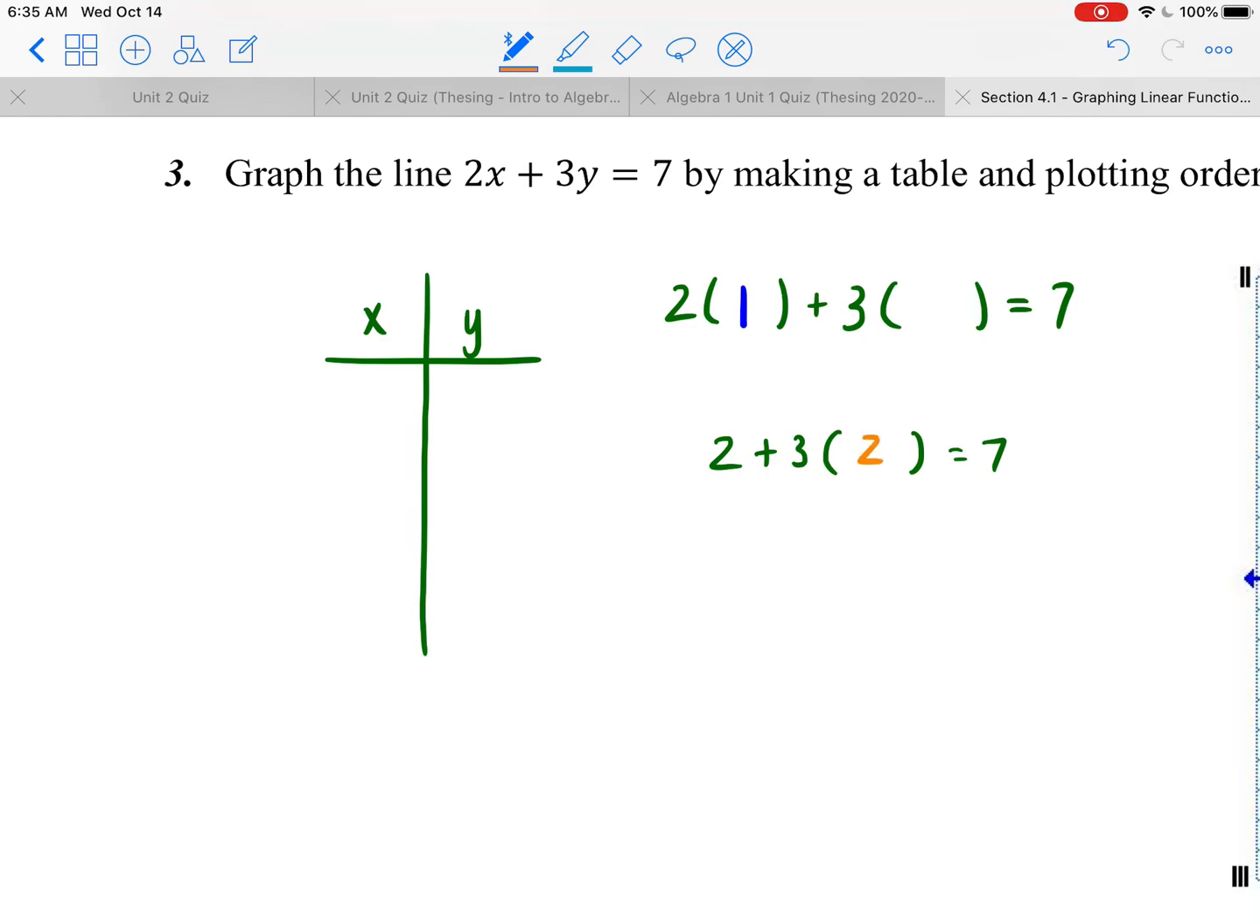Then you'd have 2 plus 3 times 2, that'd be 6. So this would be 8 right here, right? So that's not 7. So this is going to be a decimal in there. So let's not do that. So 1's probably not a good number to plug in there.